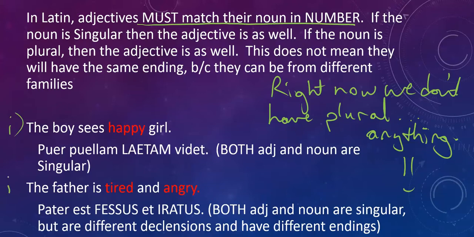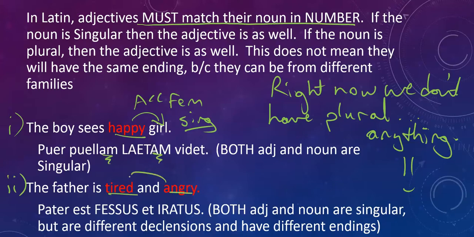Same thing with the same examples. The boy sees the happy girl. Happy's describing girl. We know they're both accusative. We know they're both feminine. And they are both singular, because that's what we know. Father, tired and angry, are describing the father. These are both nominative, because the father is. They're both masculine, because the father is. But they're also both singular, because the father is.